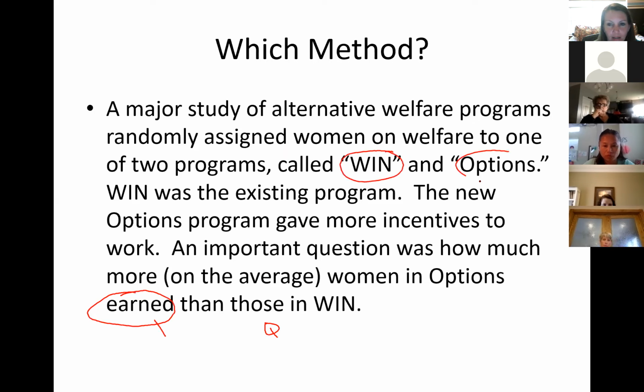We have the WIN group and the Options group. So once we decide that it's two groups for a quantitative variable, we have to decide if they are independent or whether they're dependent. So if they're dependent, then there was matching or pairing going on. And if they're independent, then the women in the WIN group would be just separate from the women in the Options group. Knowing something about who's in the WIN group doesn't give you any information about who's in the Options group. So the problem reads that they randomly assigned women on welfare to one of two programs. So if you take everybody and just randomly assign them, then that's going to make it independent. So this one is going to be 2 means independent.